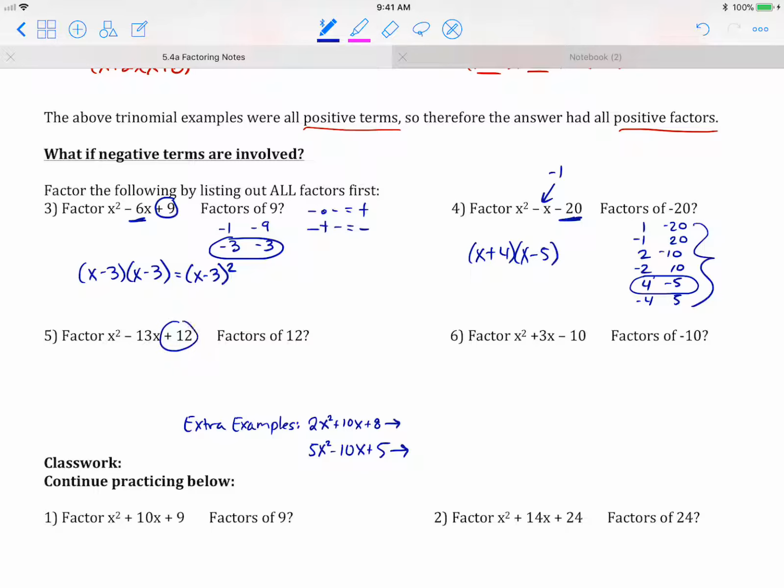Next one, back to having a positive at the end. So that means they're both negative because they're going to add to give us a negative. So I've got negative 12 and negative 1. I've got negative 6 and negative 2. And I've got negative 3 and negative 4. Which of those will add to give us negative 13? Negative 12 and negative 1.